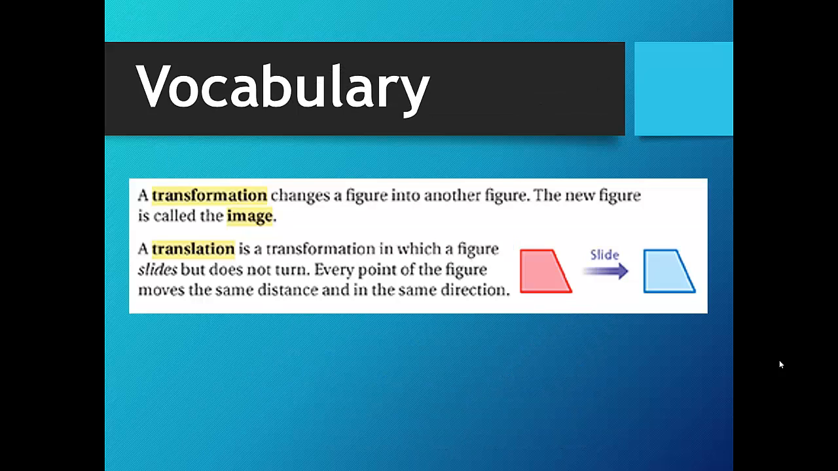First, we're going to look at some vocabulary words. A transformation changes a figure into another figure. The new figure is called the image. A translation is a transformation in which a figure slides but does not turn. Every point of the figure moves the same distance and in the same direction.